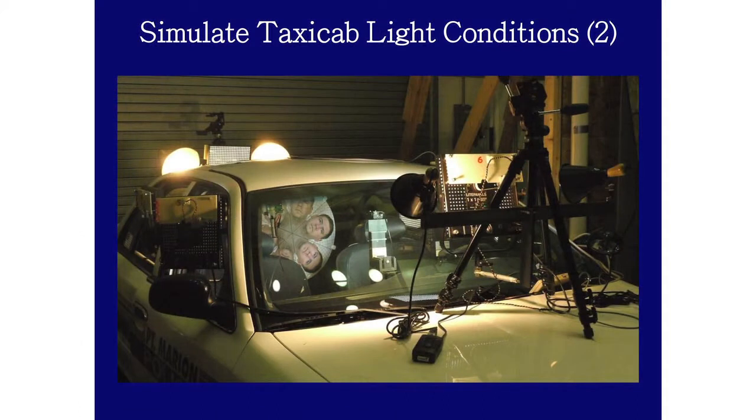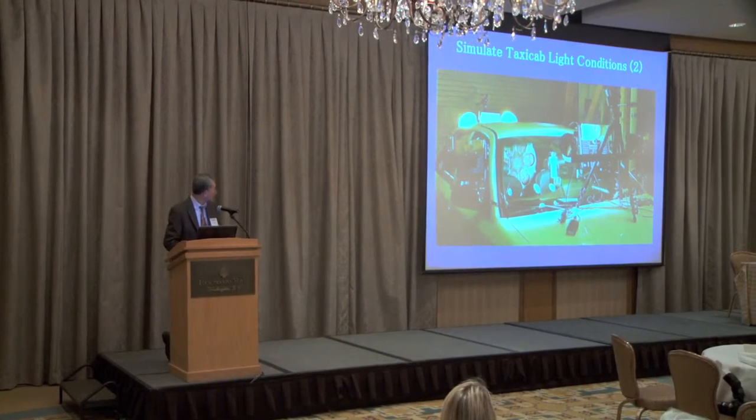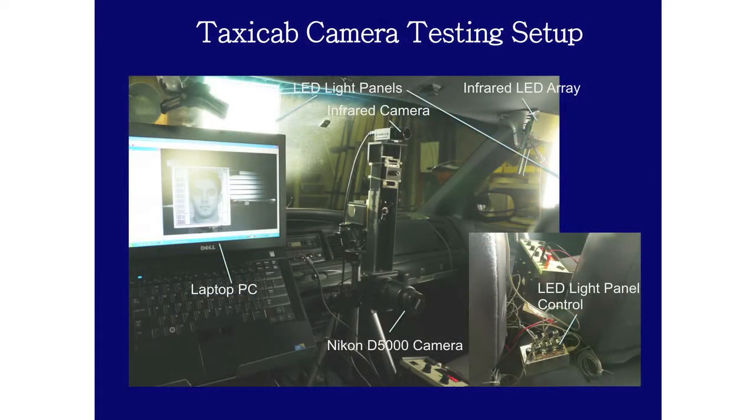This is a real experiment setup. We use a retired police car as a taxi cab. And here, the arrows are gone. This is inside the cab. You can see 2 cameras. One is the infrared camera on the top, and the bottom is a Nikon D5000 camera.